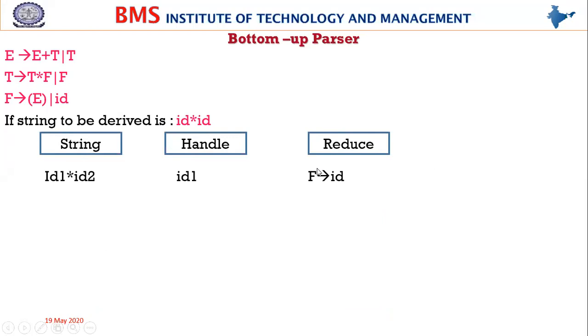Have a look at this. ID1 star ID2, so that I can separate the IDs. Now the handle is ID. Actually, this is supposed to be ID2, no issues, because we need to do it from the rightmost way, correct? We have a production to replace it because F is producing ID. So we replace the ID by F. Next, we have this F star ID remaining in our string. Now the handle can be F. F can be replaced by T. T produces F, right? And what remains is T star ID.